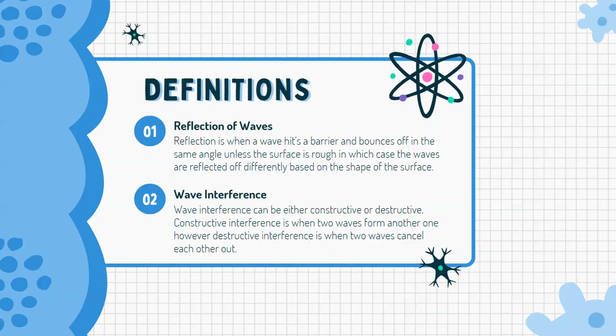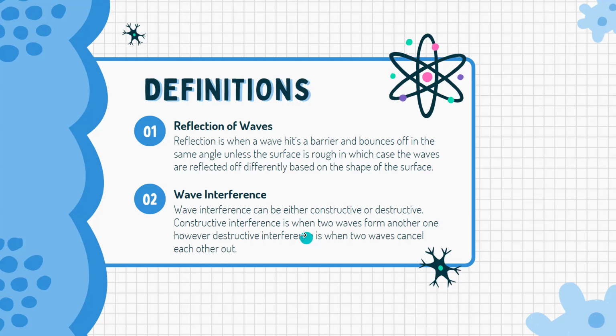Okay. So now we're going to go through some simple definitions. I'm going to first go through the definition of the reflection of waves, and second, go through the definition of wave interference. The first one is reflection of waves. Reflection of waves is when a wave or multiple waves hit a barrier and bounce off, basically, in the same angle as the incident ray, unless the surface is rough, in which case the waves are reflected off directly based on the shape of the surface.